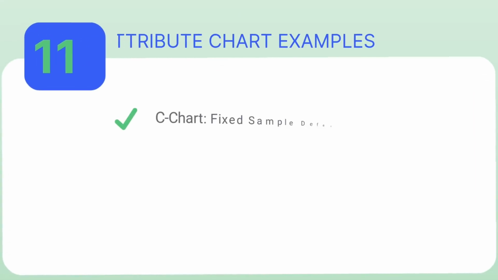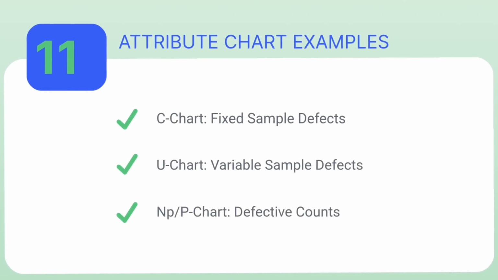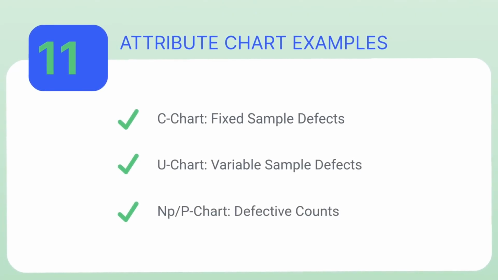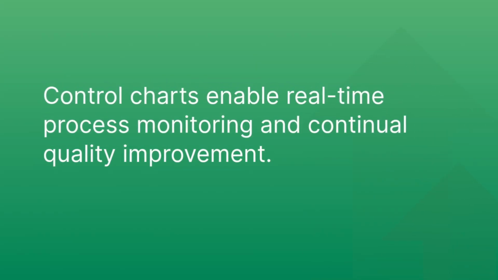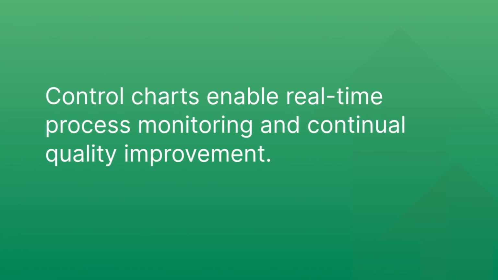Examples of attribute charts include C-chart for fixed sample defects, U-chart for variable sample defects, and NP and P-charts for defective counts. Using control charts facilitates continuous quality improvement through real-time process monitoring.